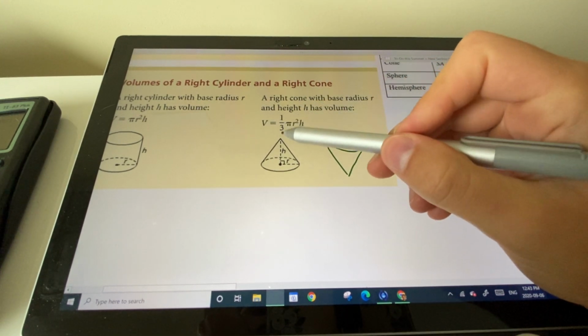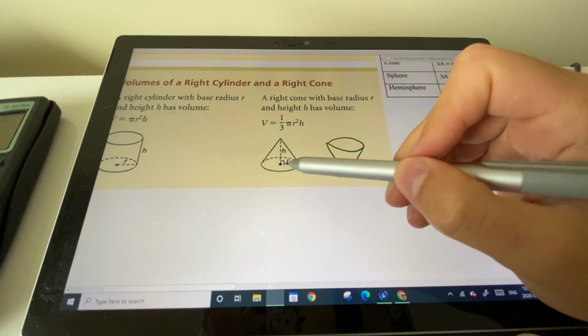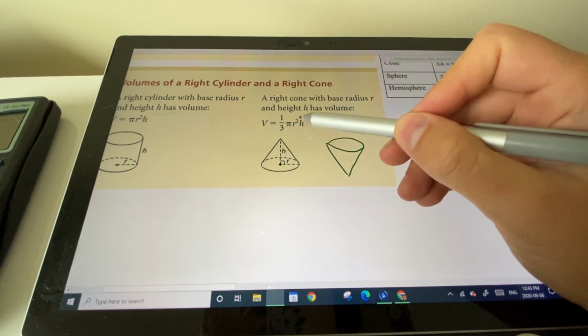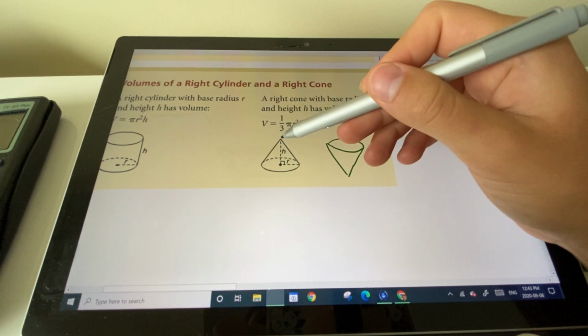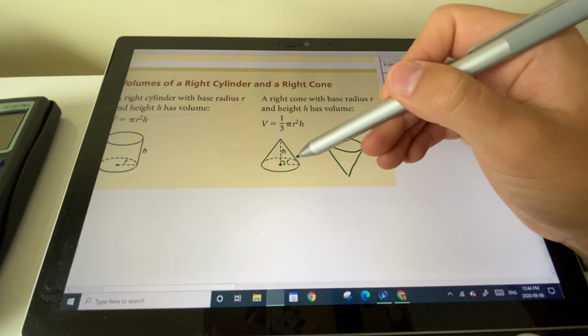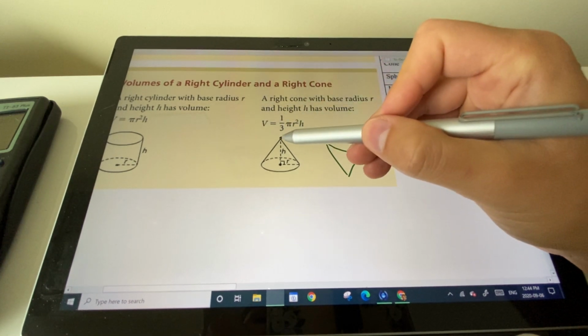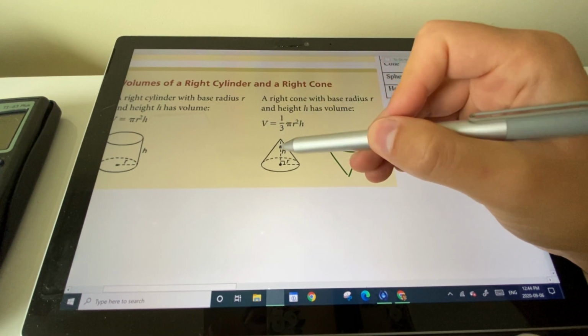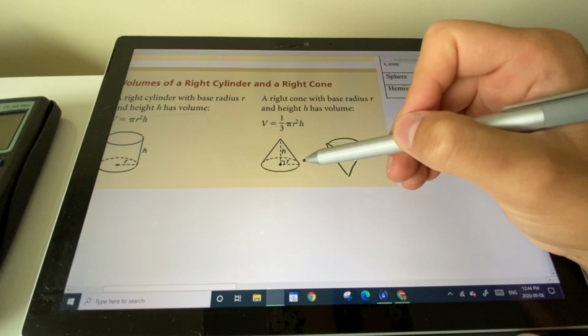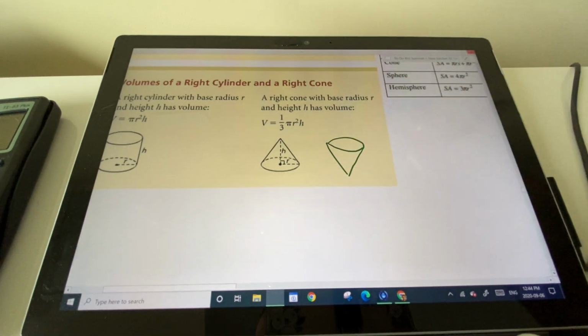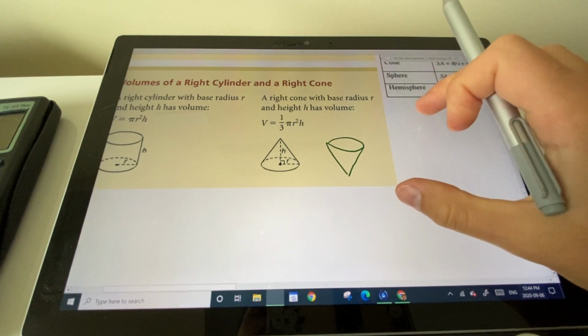It is 1/3 pi r squared h, so r is the radius of your circle, and h is the height. Recognize this is not slant height. It is not this height here. It's actually the height from straight from the top to the bottom. So you need to know how to use Pythagorean theorem if you're given this. Remember, a squared plus b squared equals c squared.